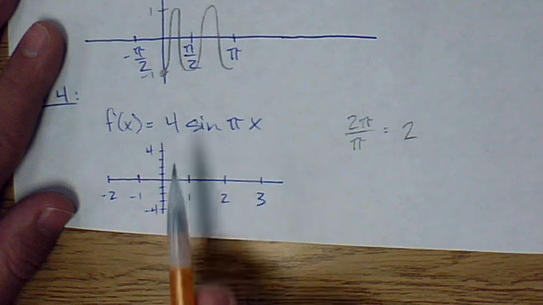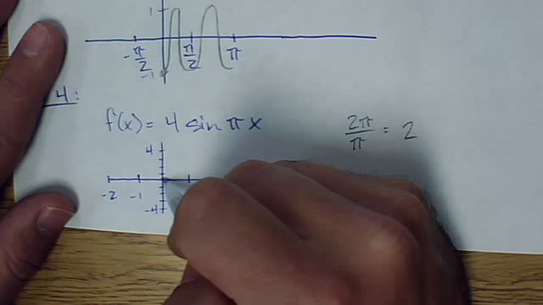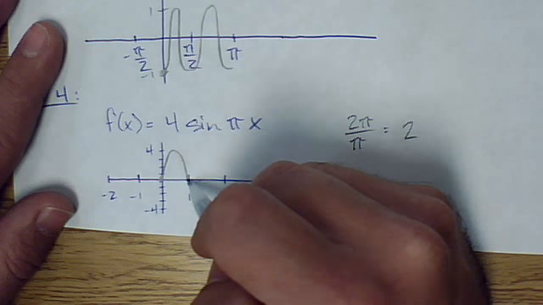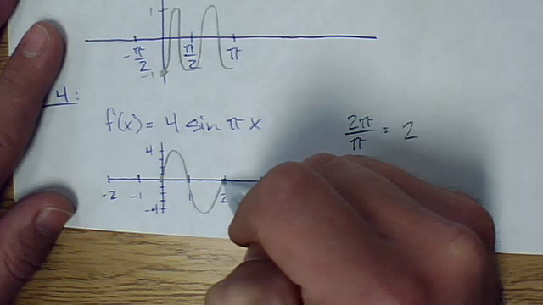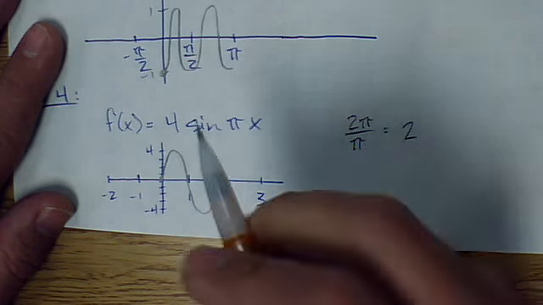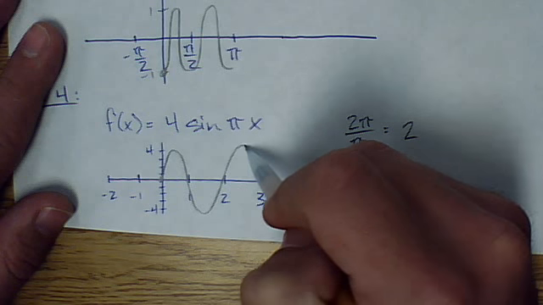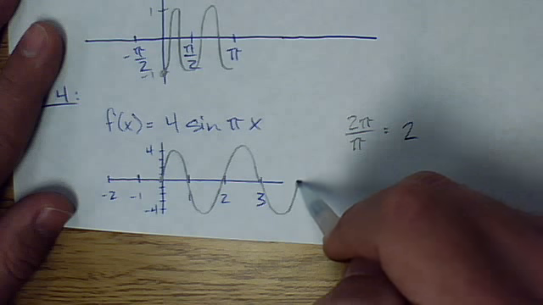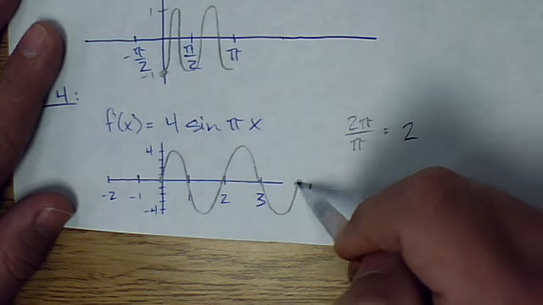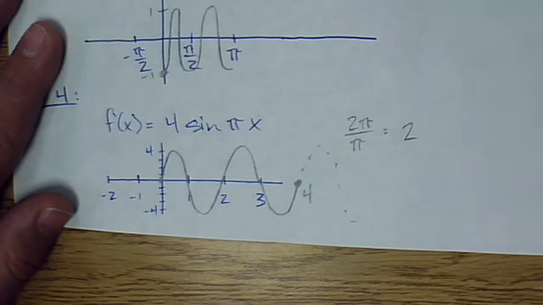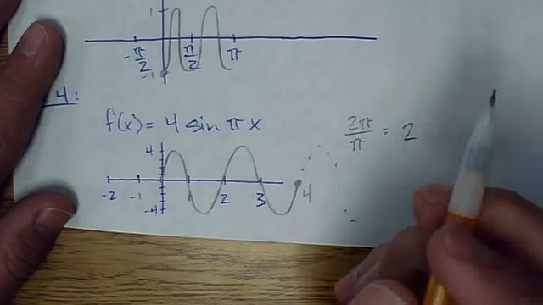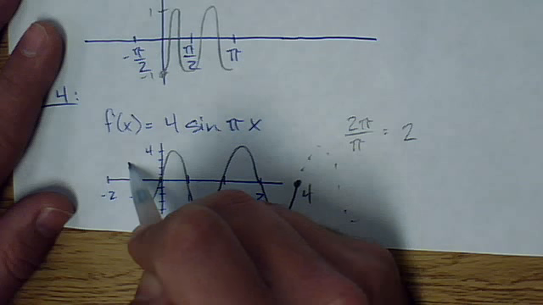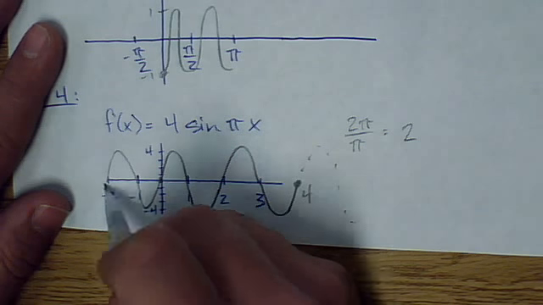Notice my amplitude is 4, so from 0 right here, I'll go up to 4, through at 1, down to negative 4, and there's my cycle. Then I can do it again. But this just continues over here, and continues.